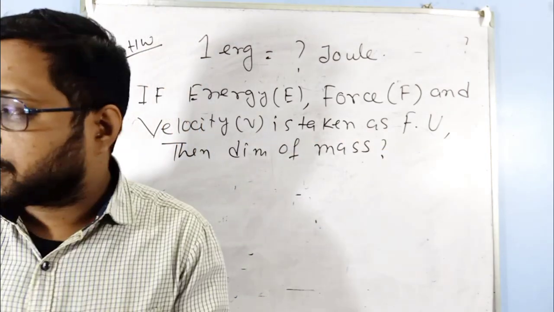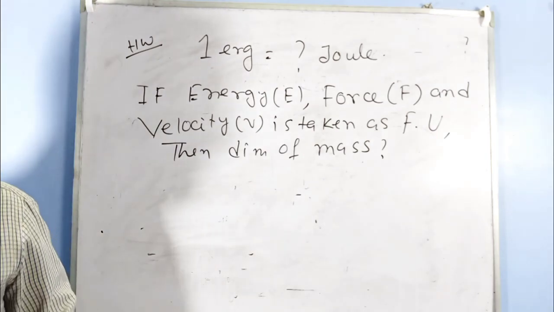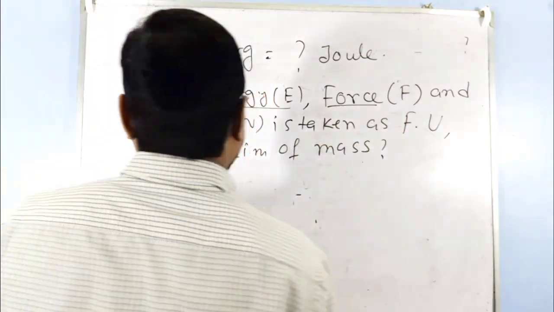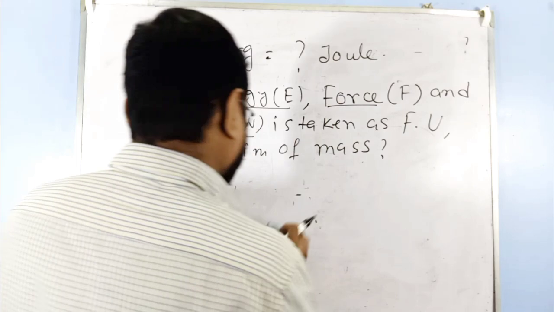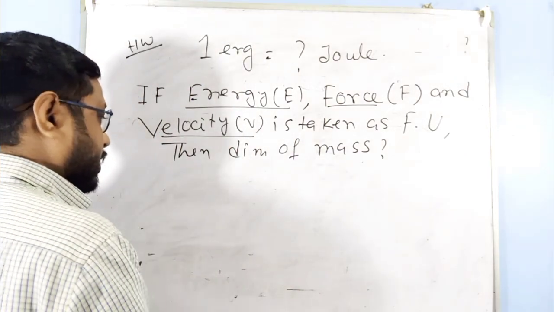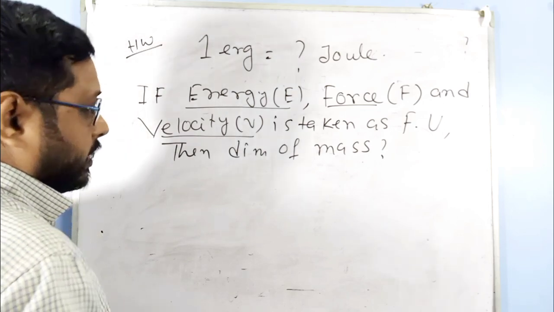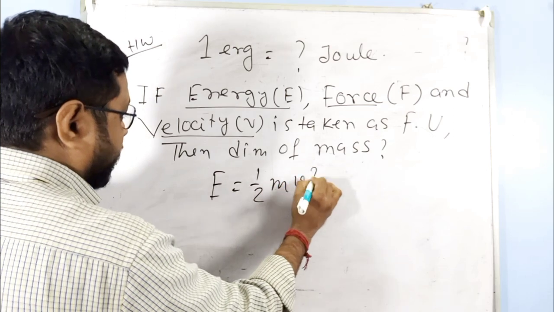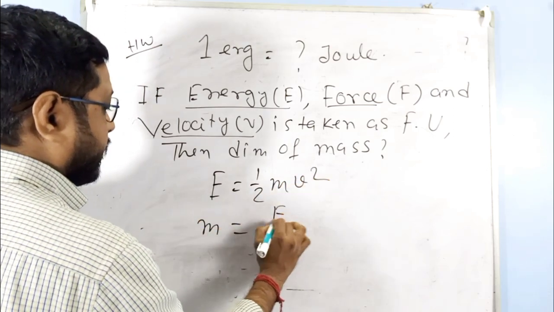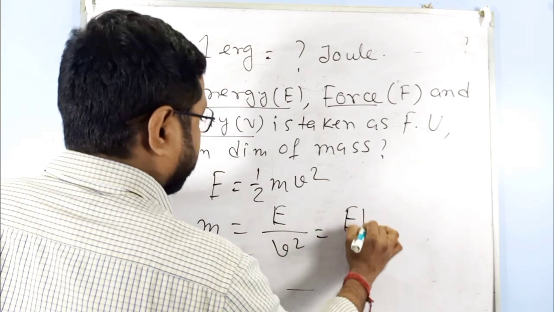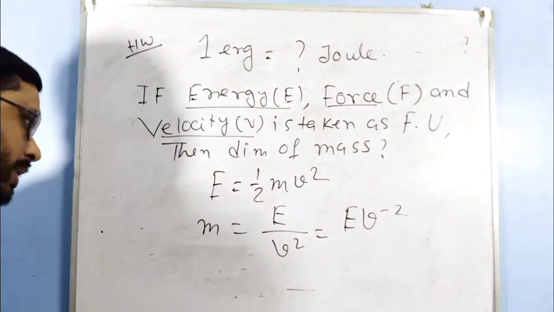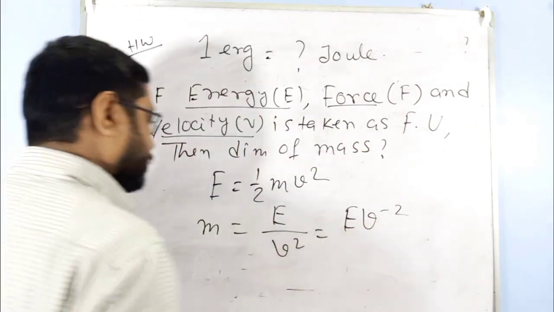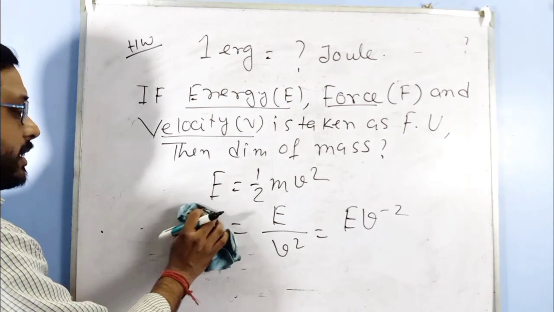We know that fundamental quantities are always mass, length and time, but in this question we have to take fundamental quantities energy, force and velocity. So we have to solve it from dimensional analysis. How can we solve it? As we know that energy equals half m v square, so the dimension of mass equals E times v to the power minus 2. But we can write it straight, but this is not a true procedure. Okay, from dimensional analysis we can try to solve it.